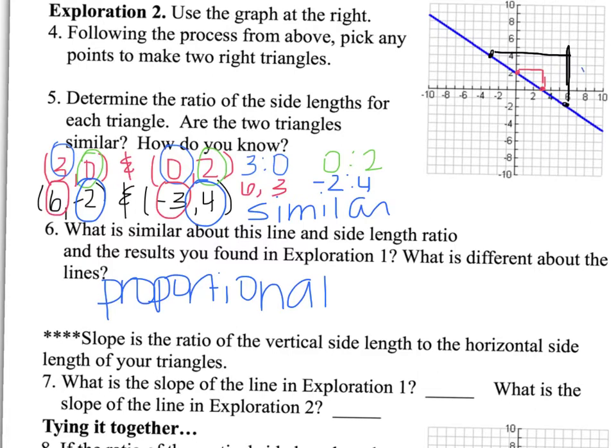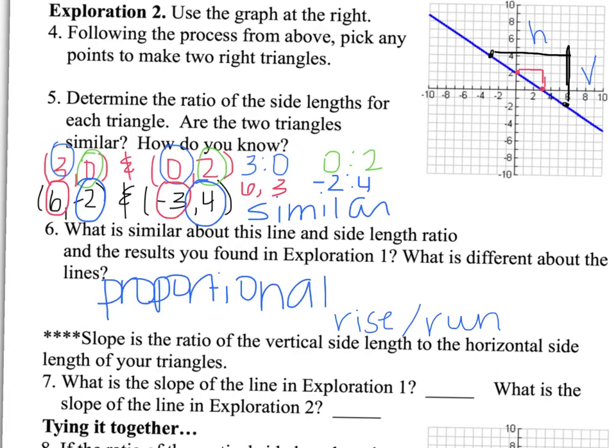So vertical is up, remember, this is going to be vertical and this is going to be horizontal, or you'll see it a lot of the time as rise over run. So to find slope, you'll do vertical over horizontal, or how much it rises, so how many spaces does it go up, and how many spaces does it go over.